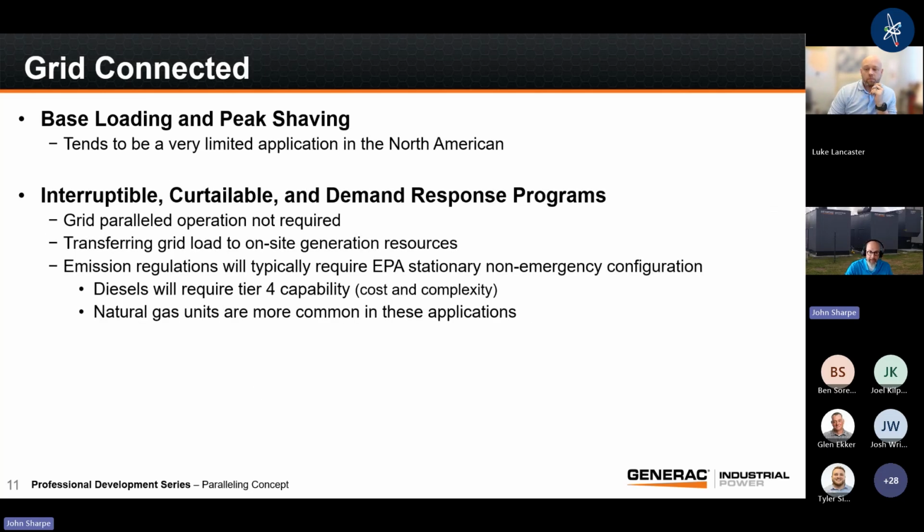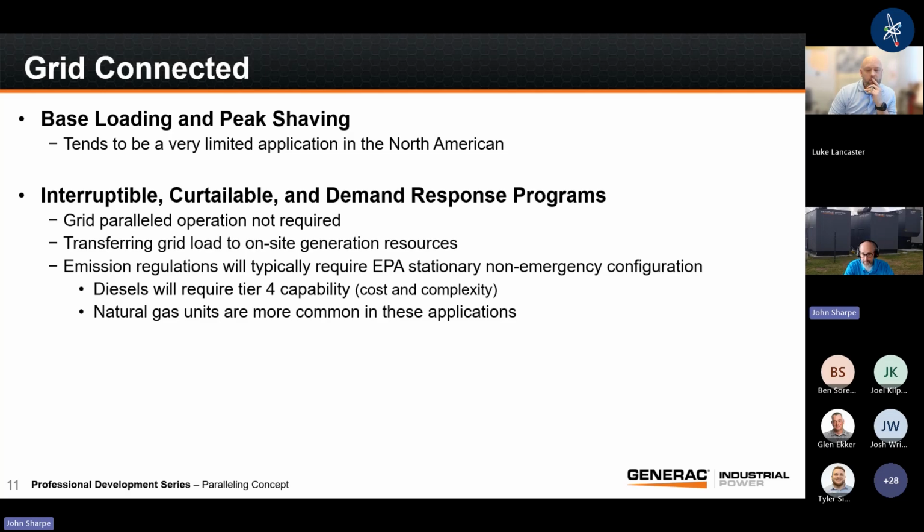So base loading and peak shaving hasn't been that common in the U.S. We've seen it a bit more with a lot of the energy shortages we have with AI data centers kind of sucking up all the power. So you do see that, but recognize that there are emissions rules that are going to get in your way. If you're doing a diesel unit, it has to be the cleanest diesel unit you can buy, because now you're doing more than just emergency service.